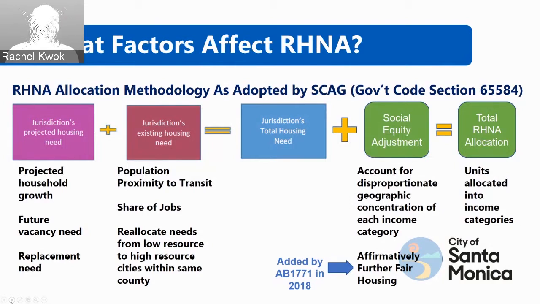Then once they get to that, they have to make adjustments to account for social equity. And this is to ensure that we are accounting for a disproportionate geographic concentration of each income category, and that we're also meeting the goals of AB 1771, which is a state law that was passed in 2018, that we are affirmatively furthering fair housing, that we are providing equal opportunity to build housing across the city. And so that's how we get to the final RHNA number.